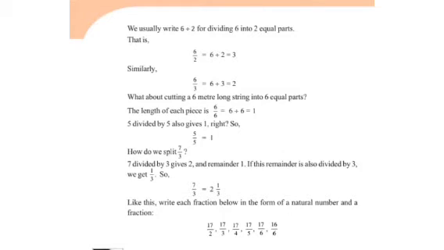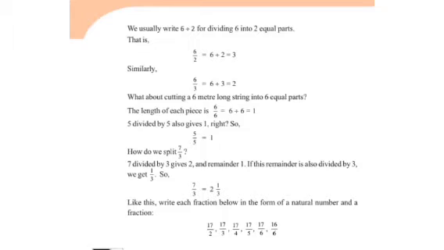Similarly, 6 by 3 means 6 divided by 3, which is equal to 2. What about cutting a 6-meter long string into 6 equal parts? The length of each piece is 6 by 6. That is 6 divided by 6, which is equal to 1. If 5 divided by 5 also gives 1, same number divided by the number itself, the answer should be 1 itself. How do we split 7 by 3?